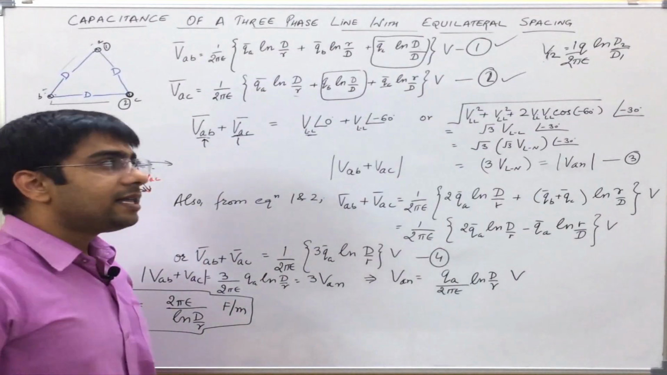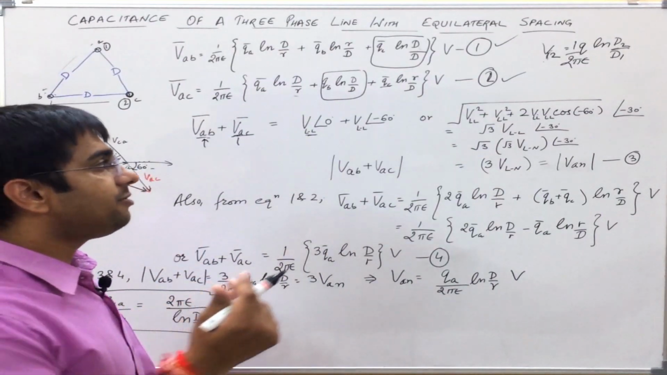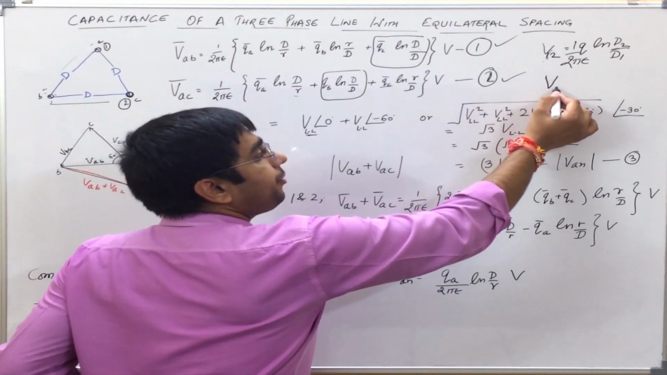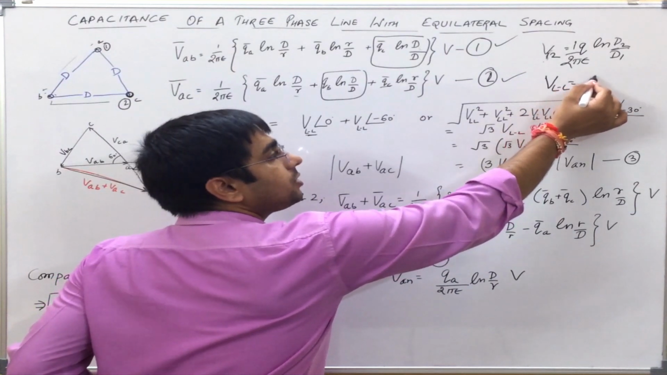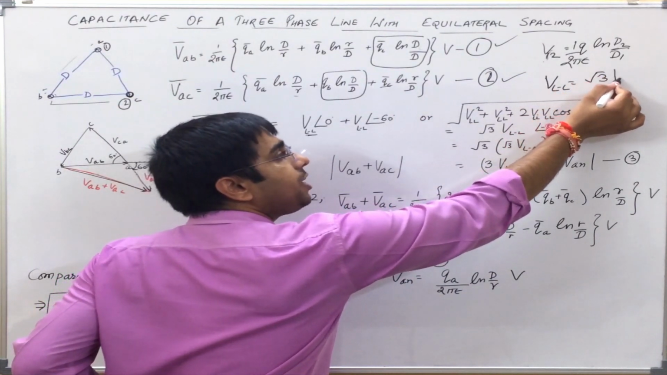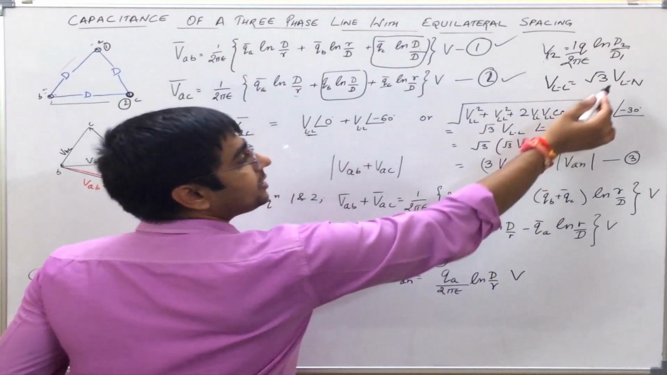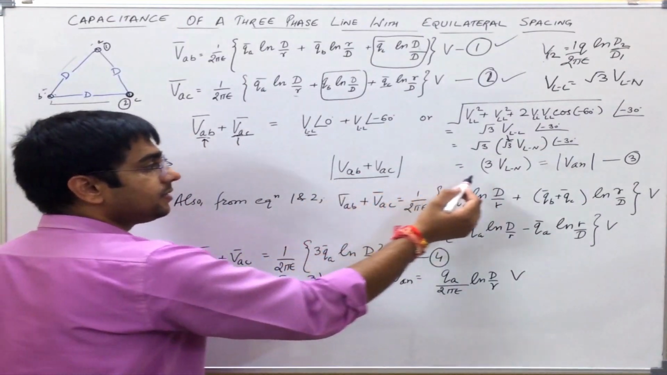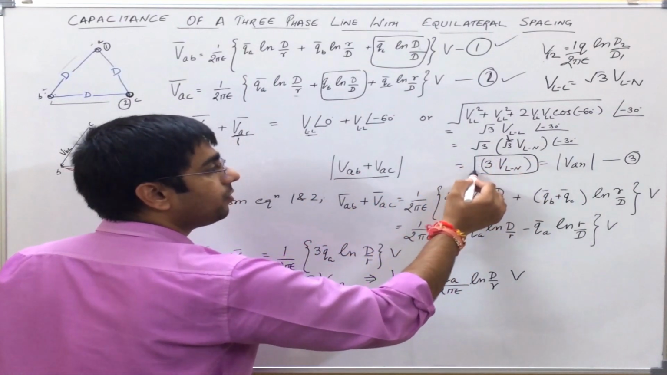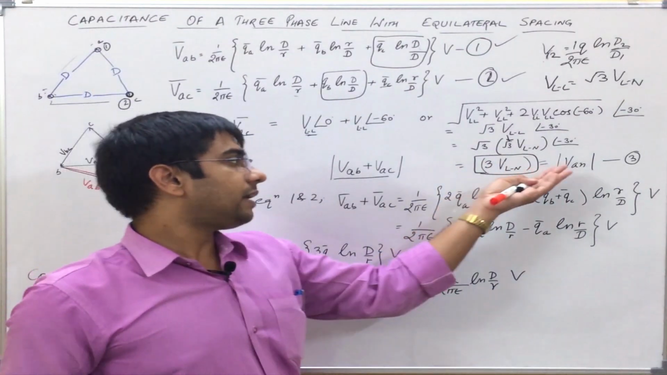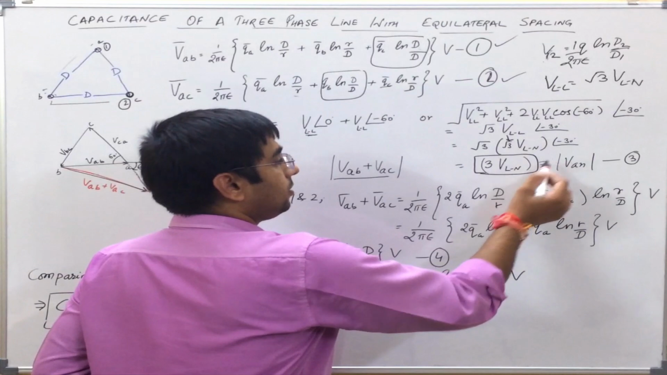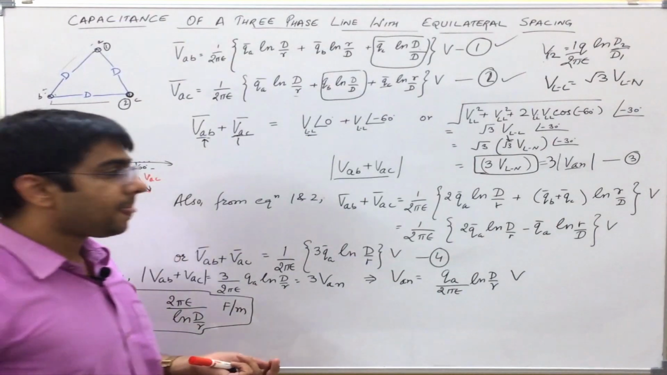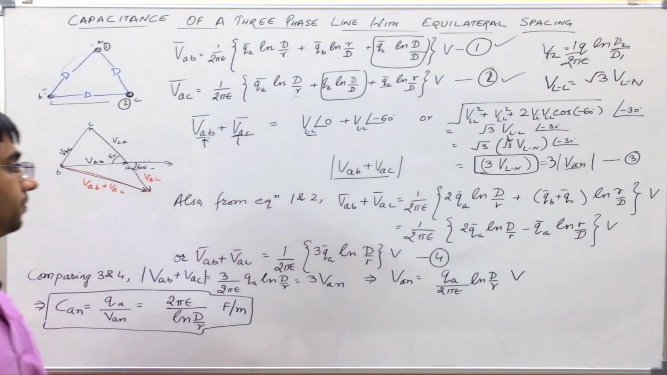Now we already know that in a balanced three-phase system, we have this expression between line to line voltages and line to neutral voltages. That is, the magnitude of line to line voltage is root 3 times the line to neutral voltage. So putting this here, I will get the magnitude of VAB plus VAC as 3 times VAN. Okay, that is the line to neutral voltage magnitude.